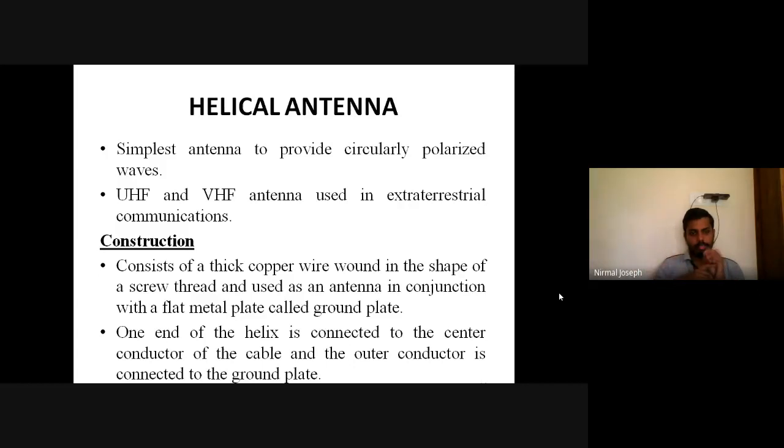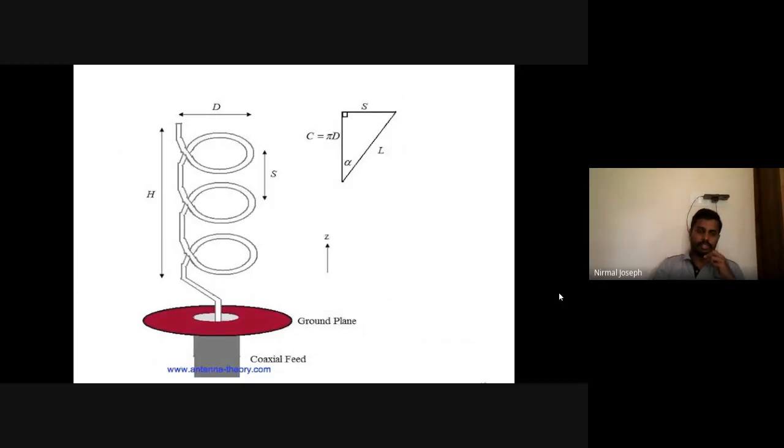There is nothing more to add to that construction. These are the points in construction. Simply we can say in two sentences, that is construction. So it will almost look like this. You can see the ground plate and a coaxial feed to that. This coaxial feed will be connected to the other end.